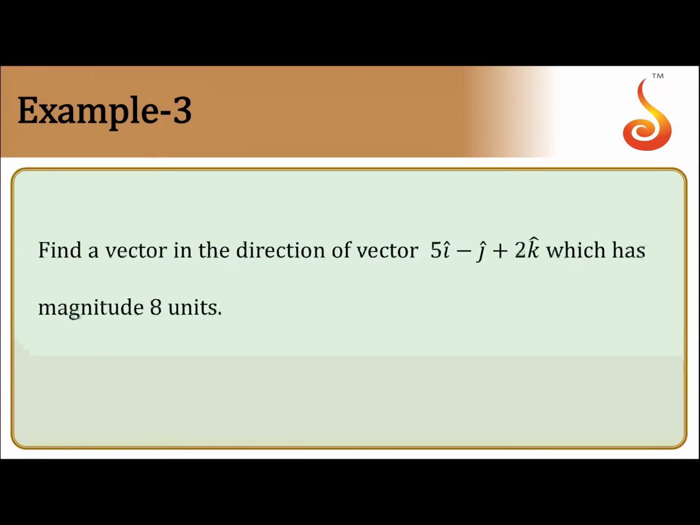Coming to example 3. Find a vector in the direction of 5i minus j plus 2k which has a magnitude of 8.